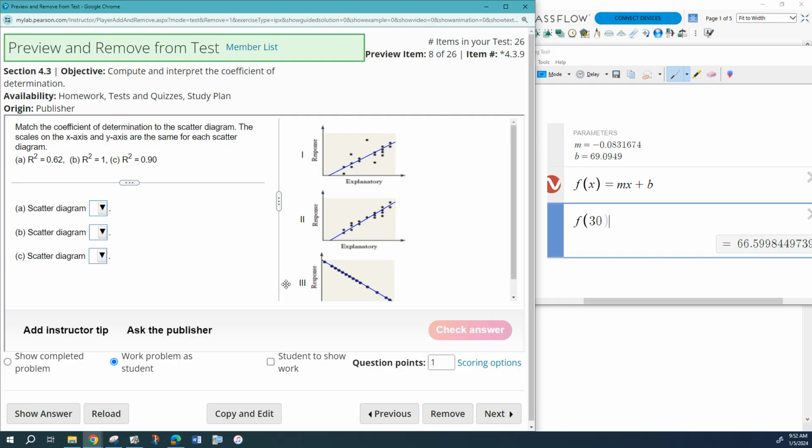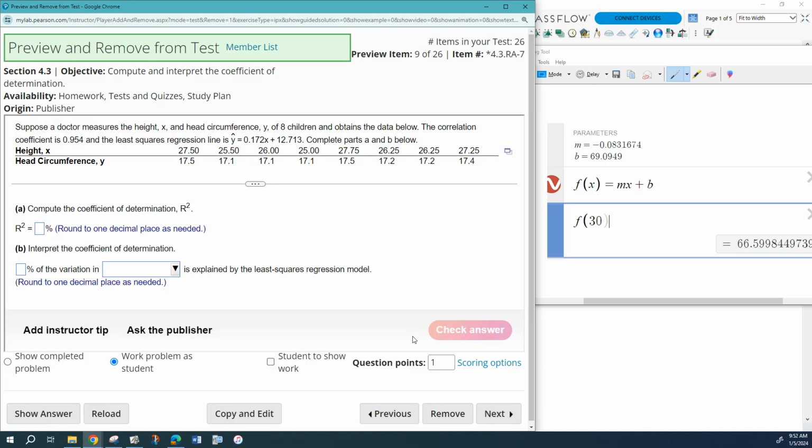Okay, which one of these is going to be the R squared of 0.62? I got 0.62, 1, and 0.9. Which is the top one going to be? 0.62. So that's going to be A, right? Or that's going to be, yeah, 1. Okay. Second one, 1 is going to be which one? 3. Good, which means that one is 2. Easy. Okay.